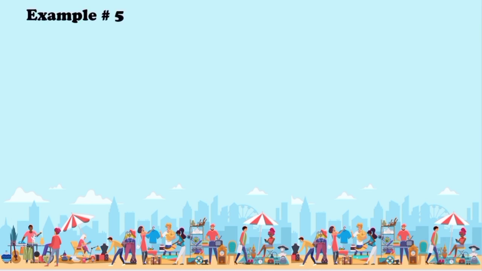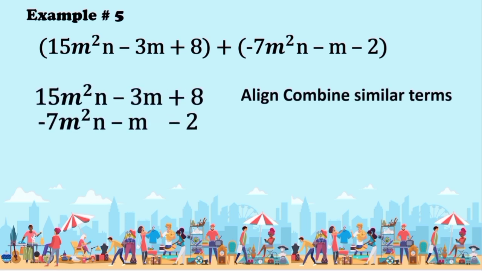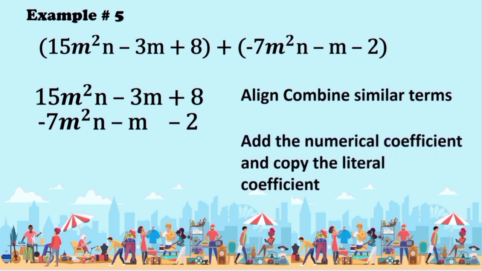Example number 5. 15m squared n minus 3m plus 8, added by negative 7m squared n minus m minus 2. Make sure to align and combine similar terms. Then, add the numerical coefficient and copy the literal coefficient.